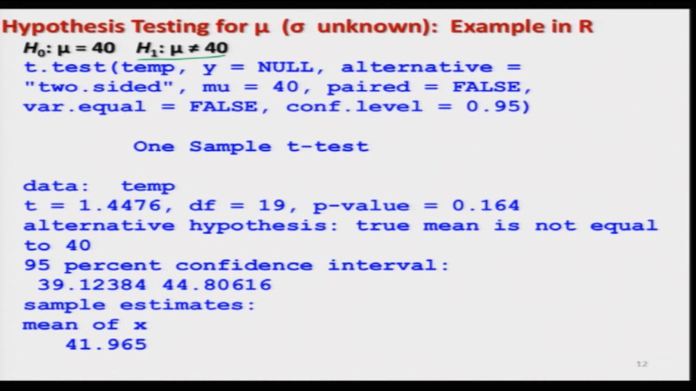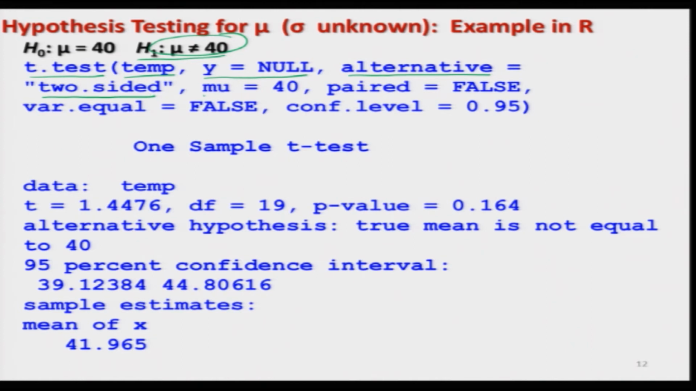So you see here, in order to test this hypothesis, first we decide which test we have to use. Because sigma square is unknown to us, we decide on the t test. So the command will be t.test, and now we give the input data, which is in the data vector temp, that is temperature. Then the second data vector is going to be NULL, because we are considering only the one sample t test. Then the alternative has to be specified based on H1: mu is not equal to 40, which is two.sided.